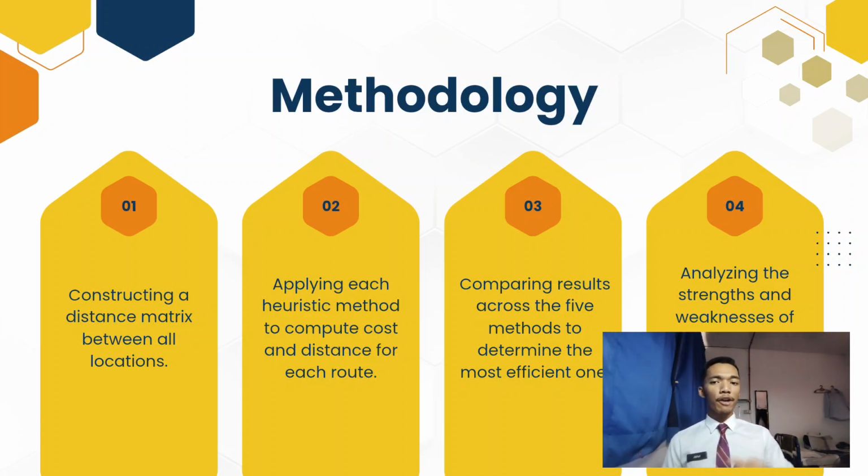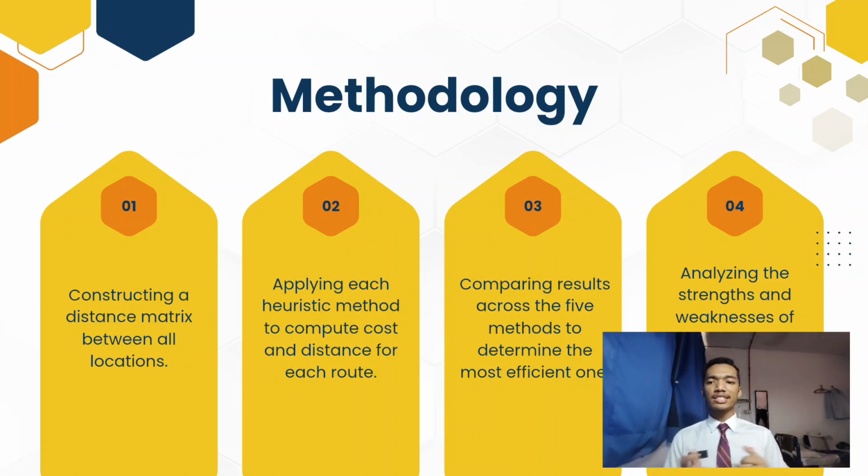Next, we apply 5 different heuristic methods. The first one is the greedy algorithm, a simple method that always chooses the nearest neighbor. The second one is simulated annealing, which introduces randomness and uses a temperature parameter to escape local optima. Branch and bound systematically explores all possible routes, pruning those that exceed a certain bound. Ant colony optimization mimics the natural behavior of ants to reinforce shorter routes through pheromone deposition.